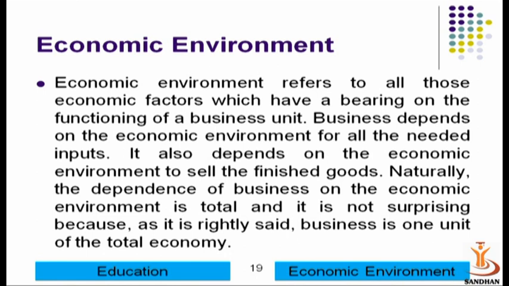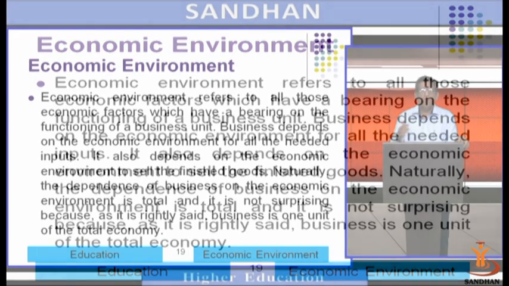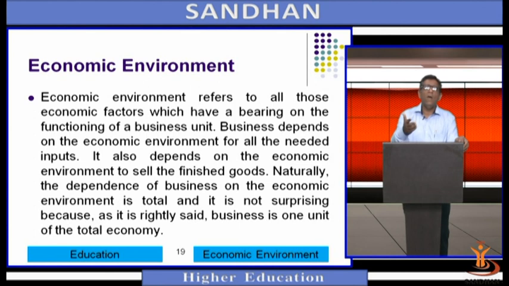unit. Business depends on the economic environment for all the needed inputs. It also depends on the economic environment to sell the finished goods. As the business operates in the society, it requires raw material. It comes from this economic environment. It is part of it. And when it sells the product, it's also in the society. It is also part of the economic environment. Naturally, the dependence of the business on the economic environment is total, and it is not surprising that business is one unit of the total economy.